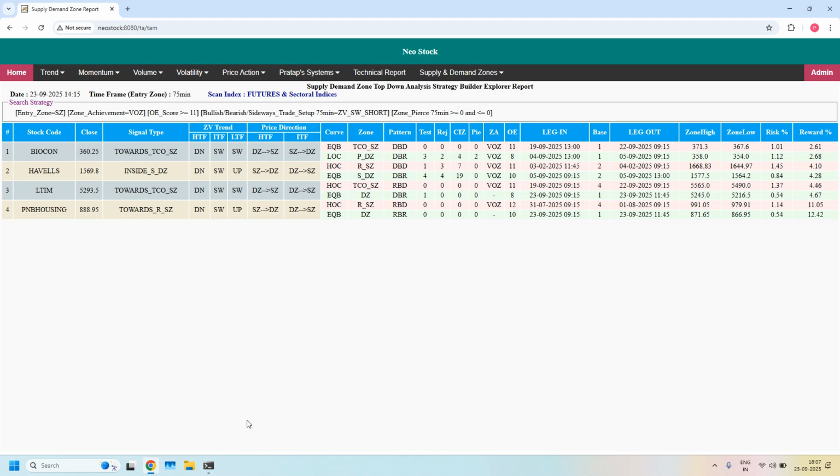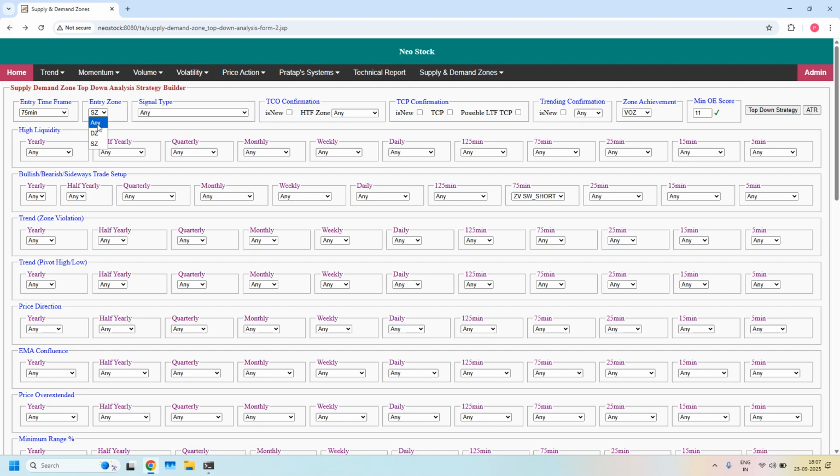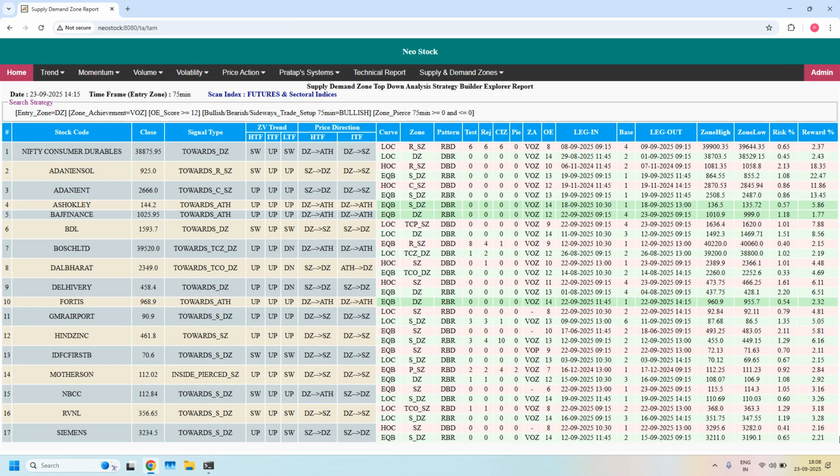Okay, next let us generate the bullish trade setup for weekly income trade. The change is 75 minutes demand zone. Here bullish. And one more change, minimum odd enhancer score 12. Let's filter. We got 17 stocks supporting the bullish trade setup for weekly income trade. And all the entry time frame zones are 75 minutes demand zones. Like that, in total we got 17 75 minutes demand zones.